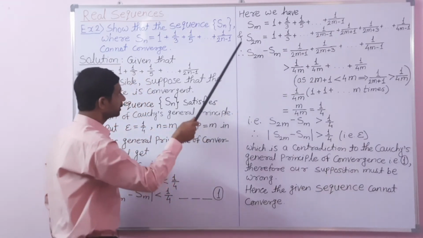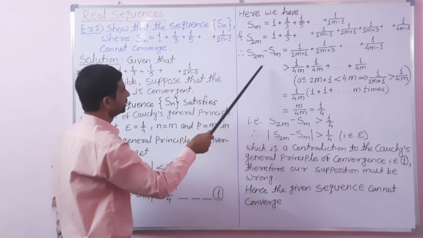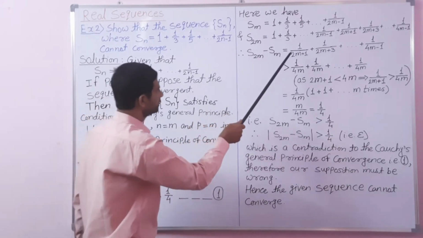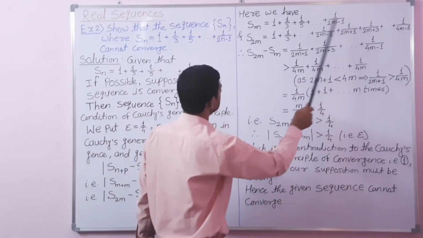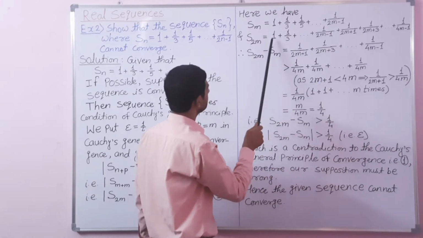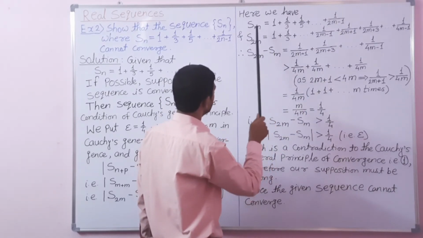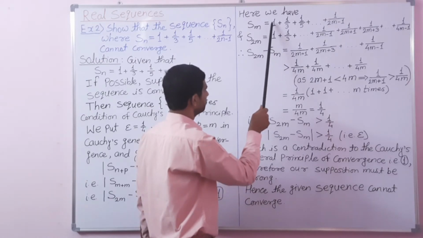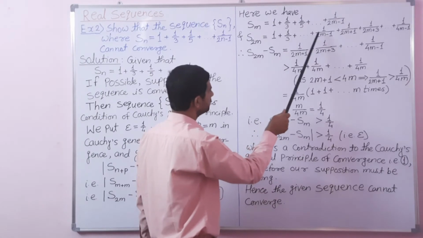Next one. Now we will subtract this Sm from S2m. So therefore S2m minus Sm will be equal to this. If you observe the first terms here, as we are subtracting Sm from S2m, 1 will get cancelled with minus 1, 1 by 3 will get cancelled with minus 1 by 3, and so on.